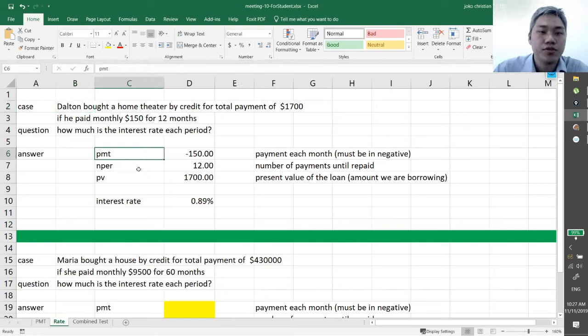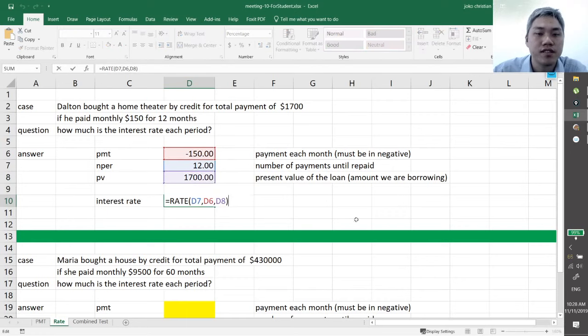First, we need to put a few elements here, such as the payment for each month, the number of payments until repaid, and the present value of the loan. Now, the payment each month, I'll put the negative value. Dalton pays $150 each month, so I put it in negative value here. And the number of payments is 12 months. The present value of the loan is $1,700.